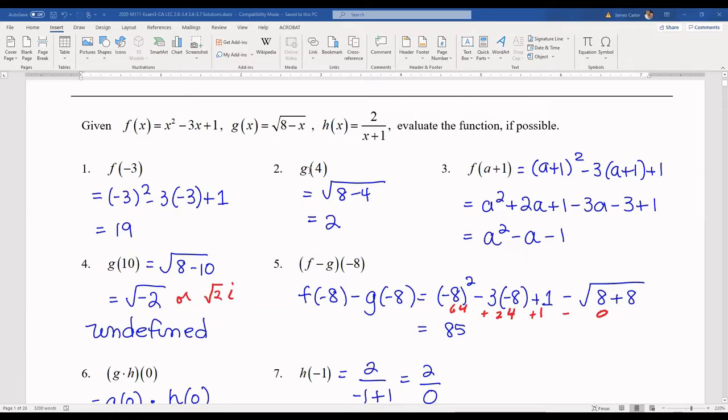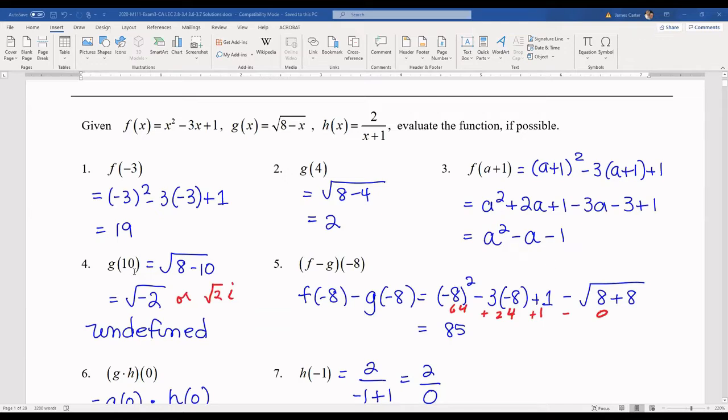If they replace the g equation's x with 4, then we replace the x with the 4 and we get 2. In the case of f of a plus 1, we replace all of the x's with a plus 1. So we have, this was x squared, this was x. Now you have to FOIL that, getting a squared plus 2a plus 1, and then distribute the -3, bring down the 1, combine like terms.